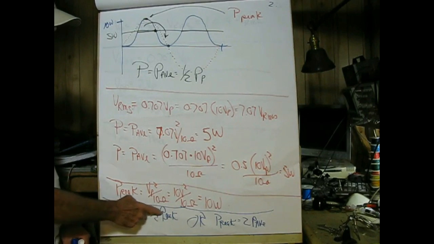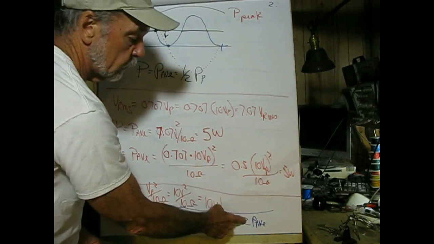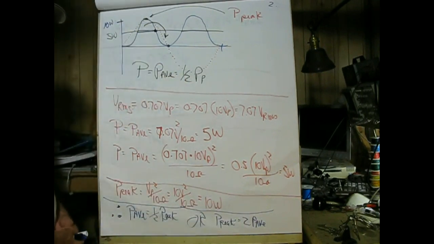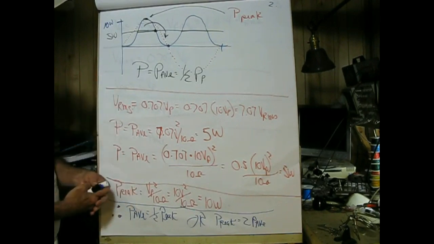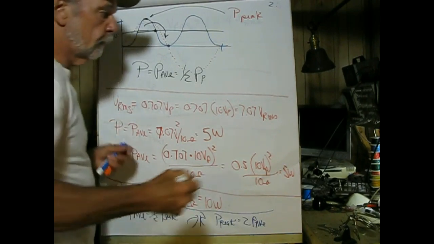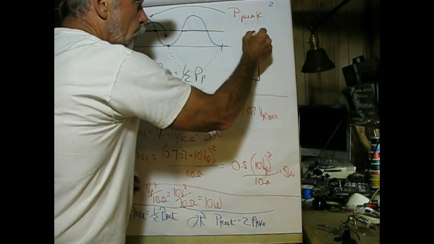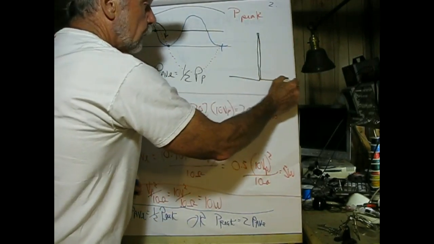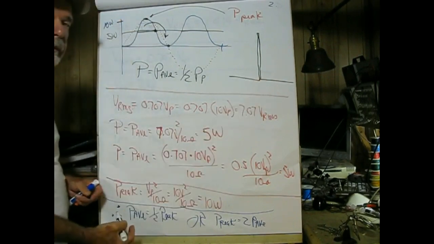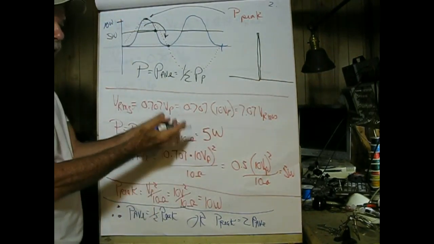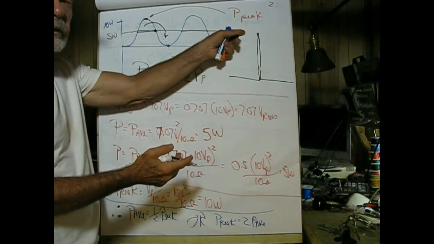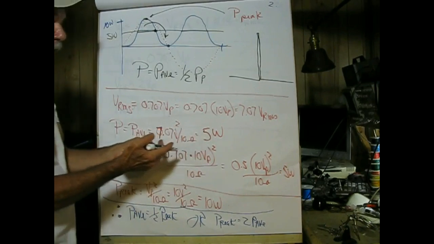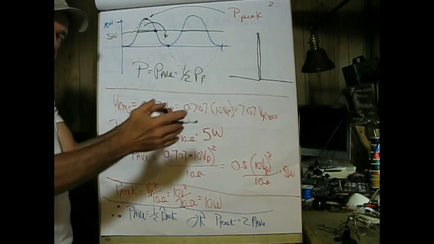So P average is equal to 1/2 of P peak, and contrarily, P peak is equal to 2 times P average. Now this is true only for sine waves. If we had a radar signal, what we would find is an enormously high pulse of power and then a cooling off period. So the average power of, say, a radar at an airport would be very low, but the peak power would be enormous. And that's because radio waves follow the inverse square law.